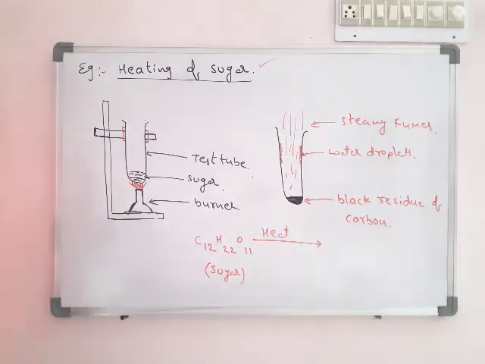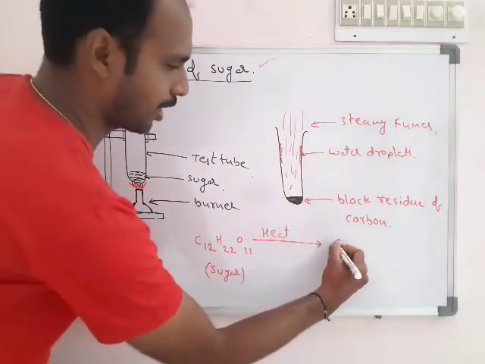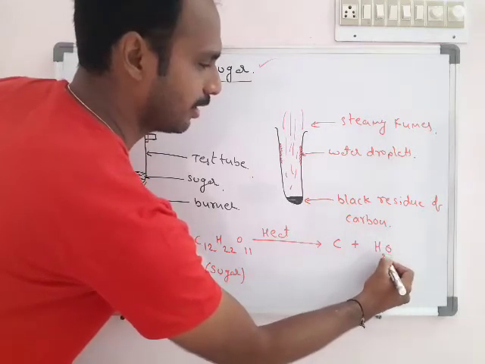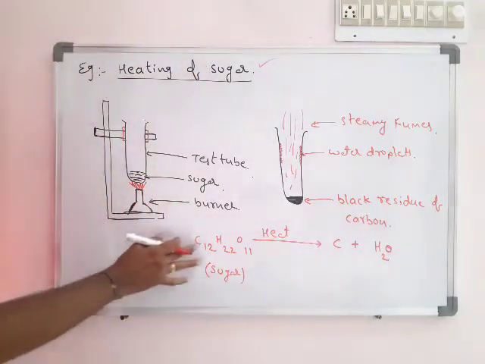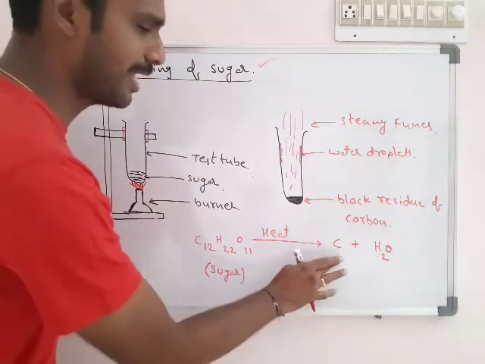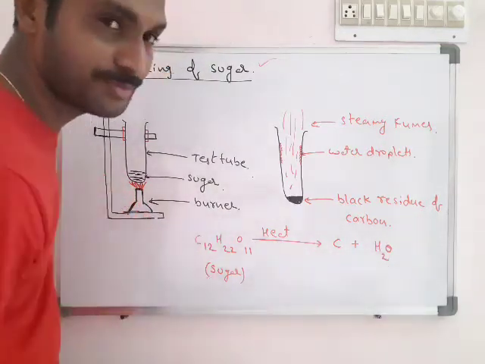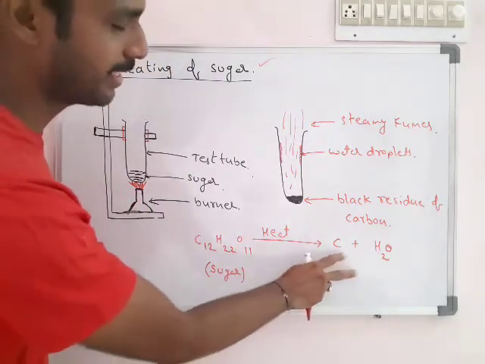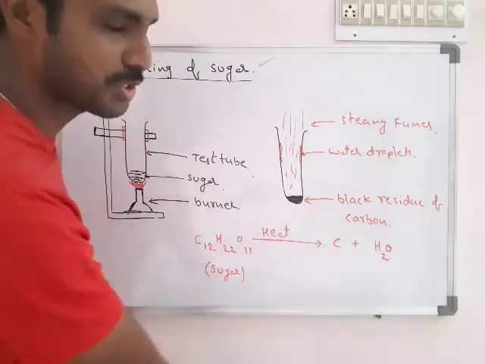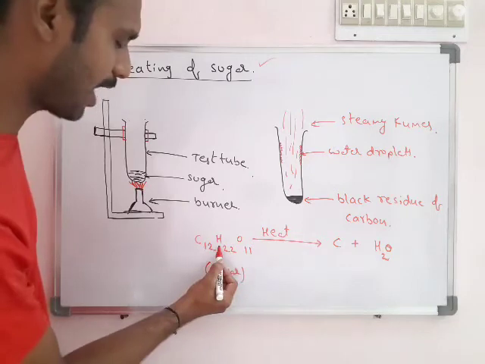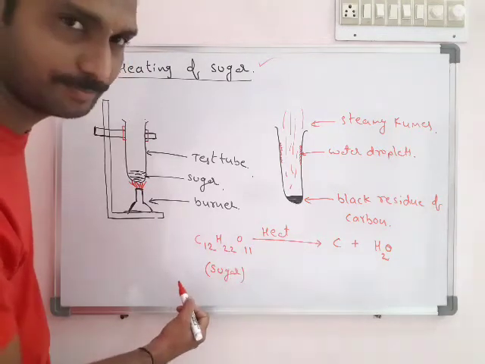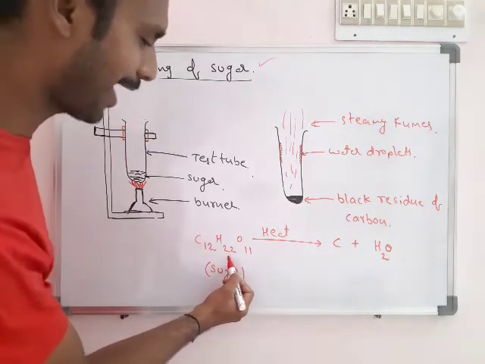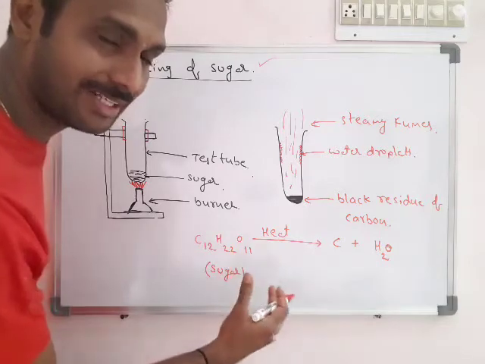So what happens? There is a formation of black residue, that is carbon, and water vapors are produced from it. The elements are the same, carbon, hydrogen, oxygen, on both sides. But in sugar they are all combined together, while here separate carbon and separate water molecules are present. In sugar, 12 carbons, 22 hydrogens, and 11 oxygens are all linked together.